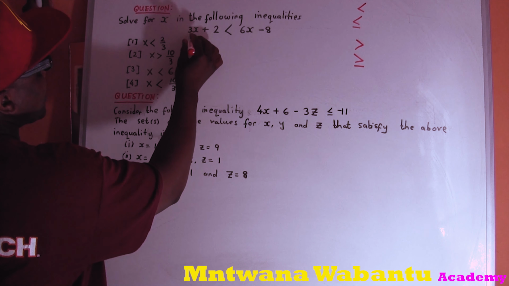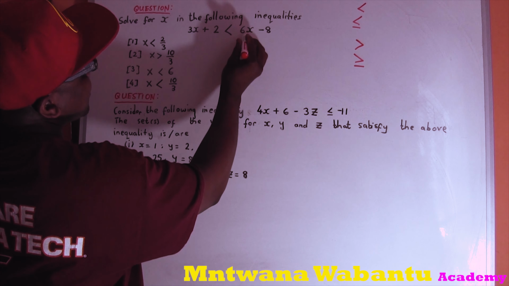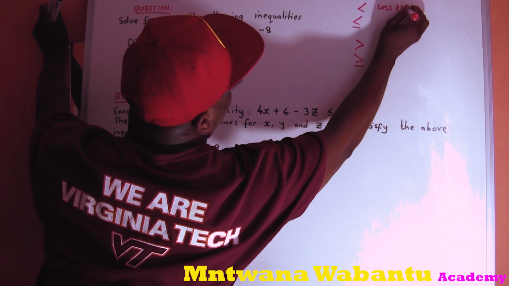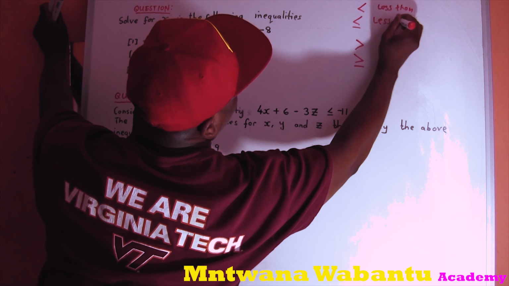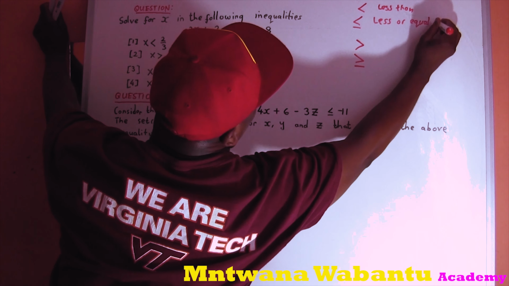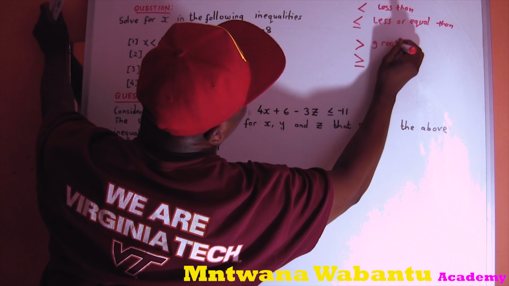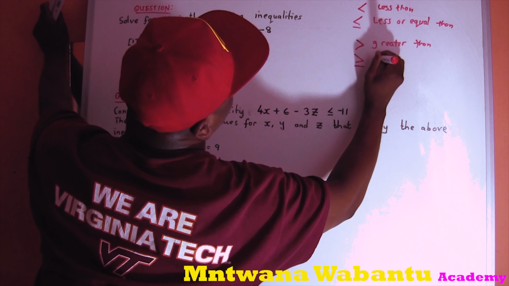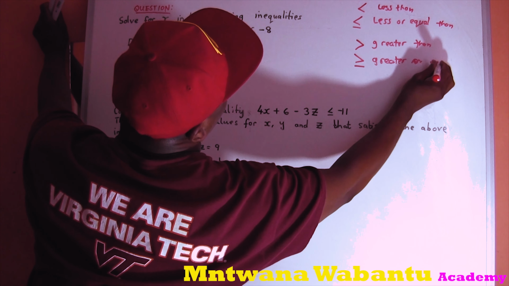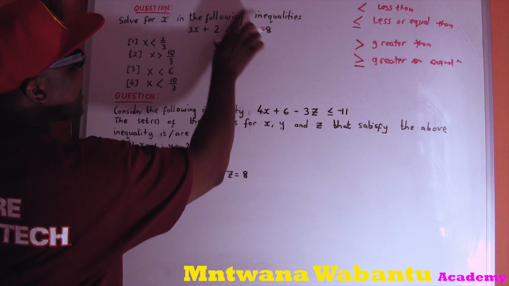So now 3x plus 2 is less than 6x minus 4. This is less than, less or equal than, and this is greater than, like the derivation of that one, greater than, greater or equal than. Okay, now, so what we're gonna do, tag this x to the back.